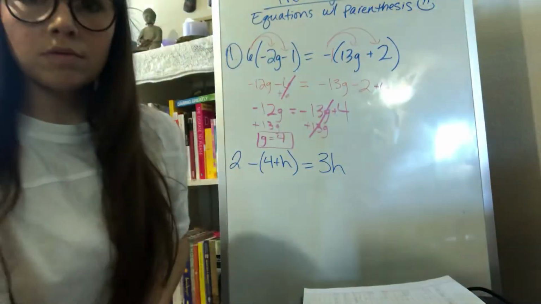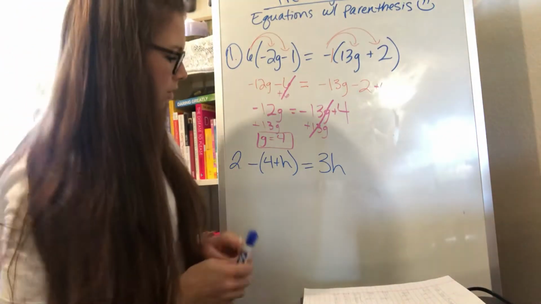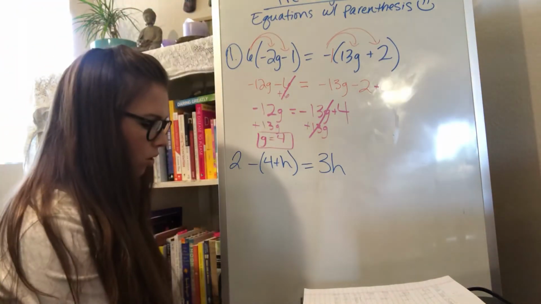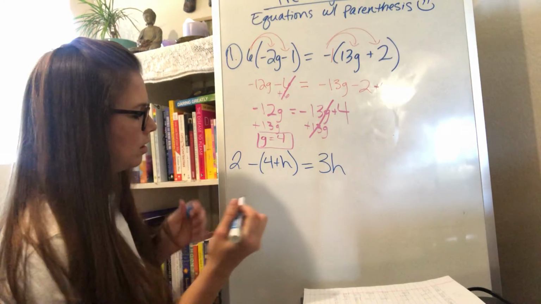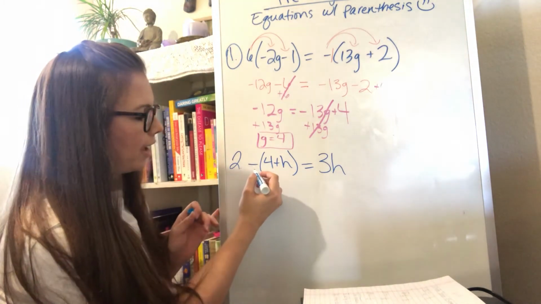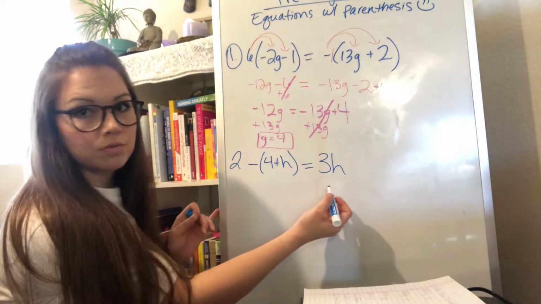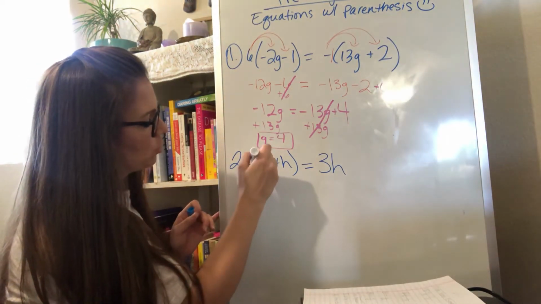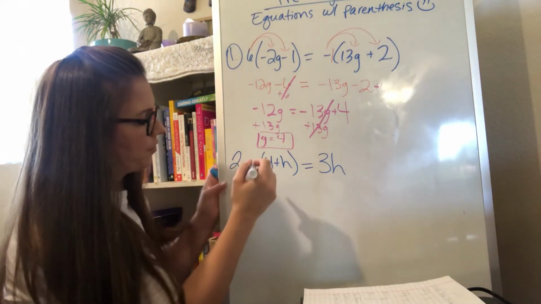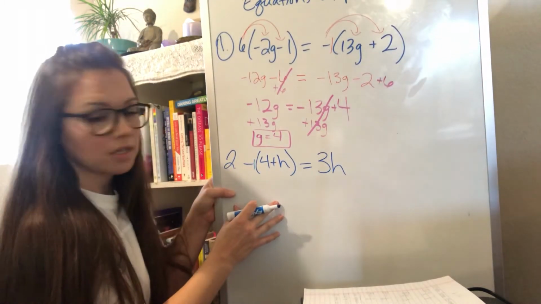Let me fix this so that you guys can see it better. That's better. Okay. We'll go with this one. So now I have a negative outside the parentheses of 4 plus h equals 3h. Okay? So I'm just going to distribute that negative 1. Remember we talked about that? I think it's better if I tilt it and you guys can see it better.